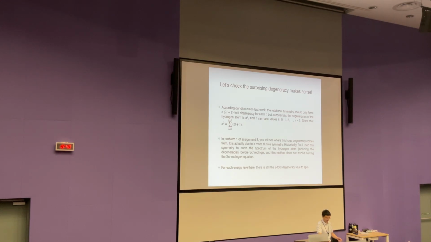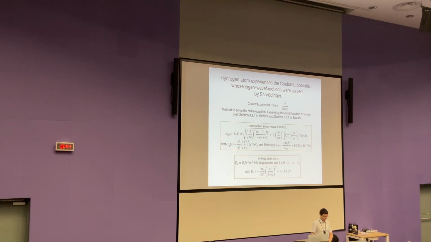This degeneracy makes sense, but at this point, we have not explained why those states with different L eigenvalues should have the same energy. You will understand it in this part. One more thing I want to comment is, as you know, the electron has spin 1/2. For electron, the spin can take two different values. So for each energy level, there's actually also the additional 2 for degeneracy due to the spin. So the total degeneracy, if you take into account the spin, is 2n squared.